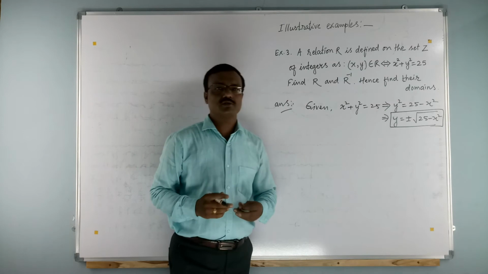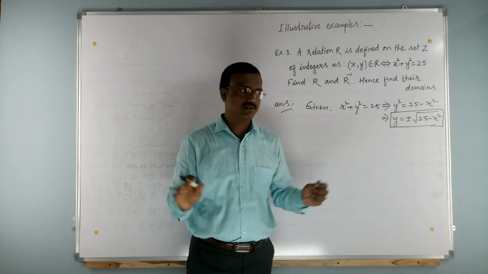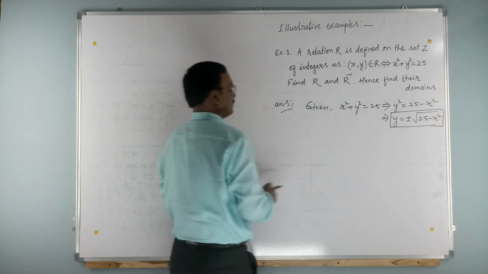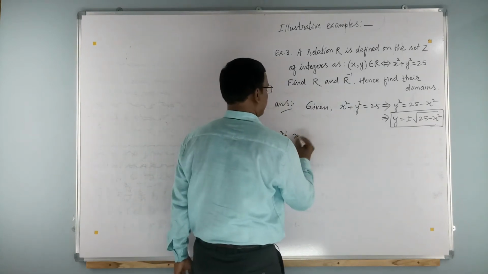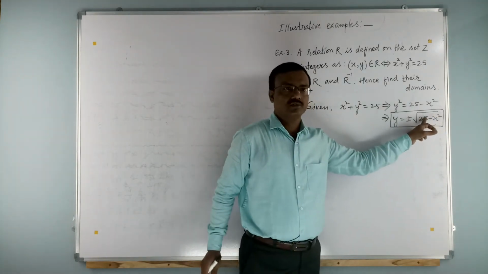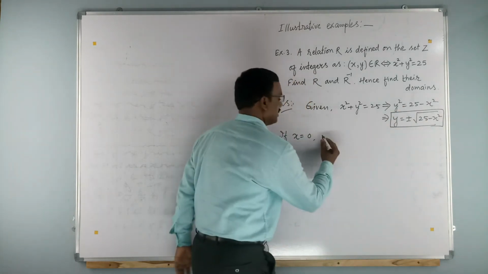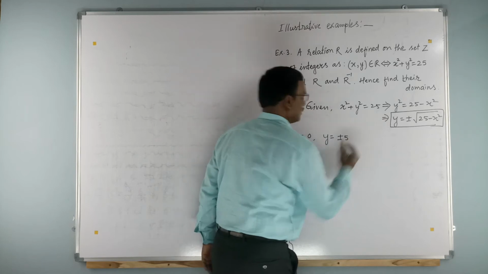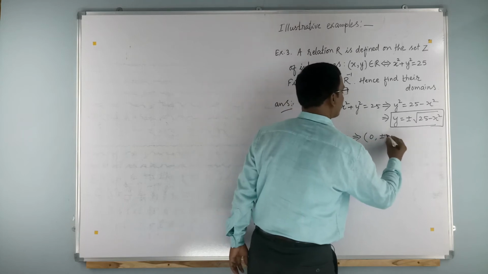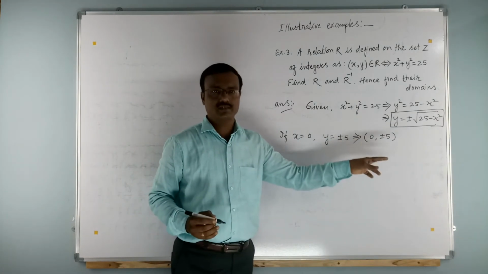So let us choose the values of x as 0, plus minus 1, plus minus 2, plus minus 3, etc. And let us find out the values of y. So first of all, if x is equal to 0, then what will happen? 25 minus 0 is 25. This is a perfect square. So this will go plus minus 5. Value of y to be plus or minus 5. That's why the pair of elements are (0, plus or minus 5). Actually there are two pairs, (0, 5) and (0, minus 5).